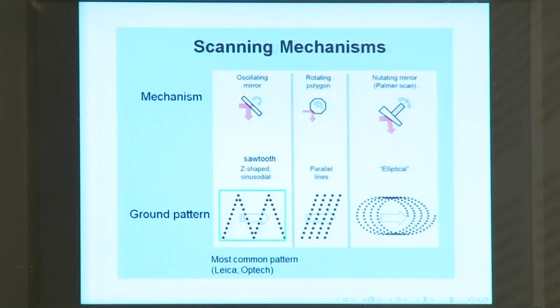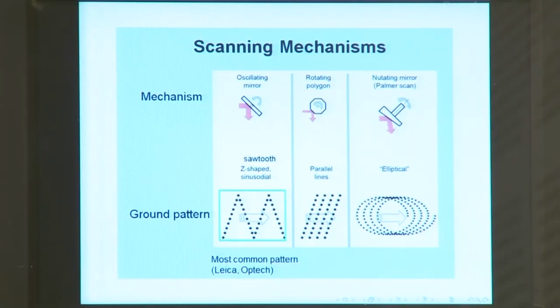Now, let us look at the scanning mechanisms that are available. So, in the case of your LiDAR, you have a laser beam, you have a detector. Now, this laser beam is supposed to scan the whole of the surface. Now, how does this scanning work? To do this scanning, you have these three common mechanisms.